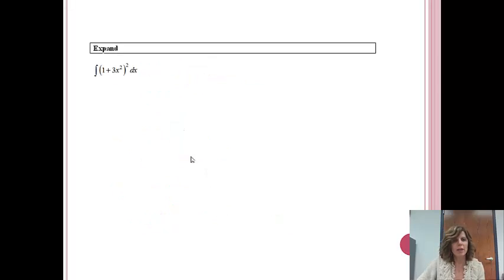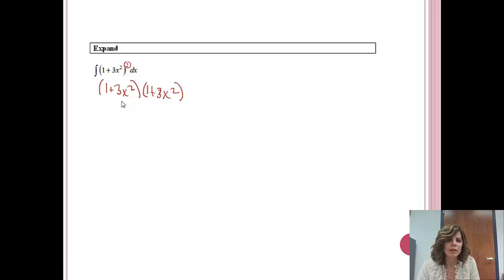All right, one thing we can do on this one, if you were to try a u substitution, you would definitely notice that du is not there. But what I can do, and I've got parentheses and something is squared, we can go ahead and expand it to make the problem workable. So this is really 1 plus 3x squared times 1 plus 3x squared. So if I FOIL that, I'll get 1 plus 3x squared plus 3x squared plus 9x to the 4th. If I simplify that, I'll have 1 plus 6x squared plus 9x to the 4th.